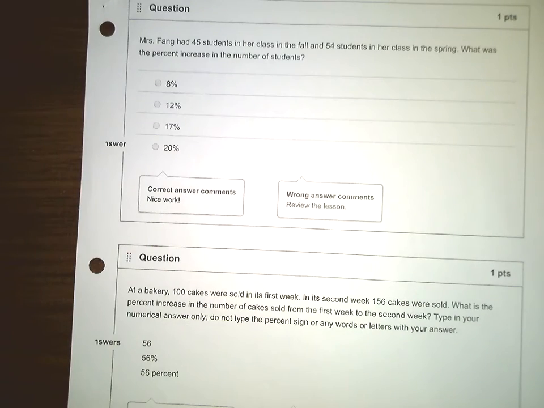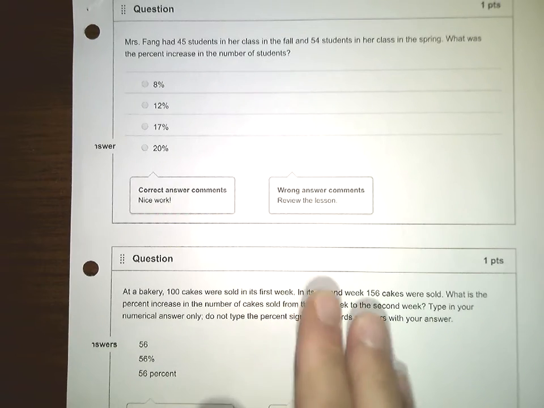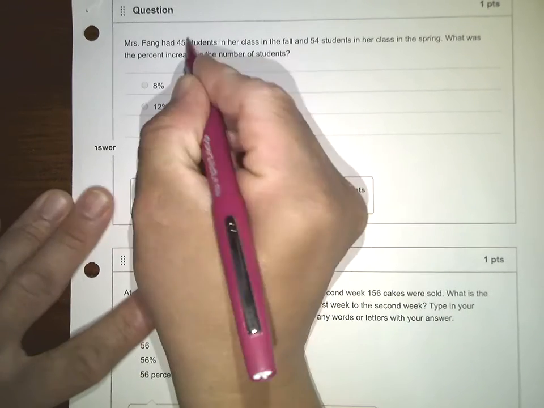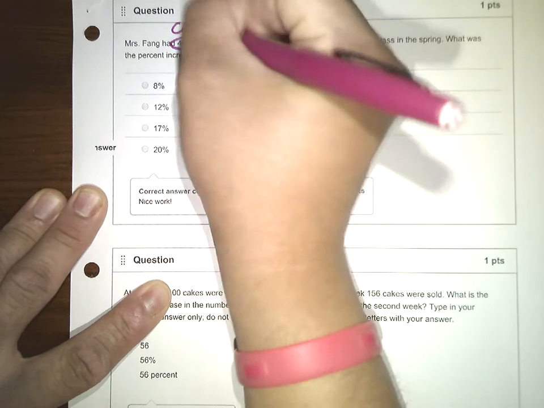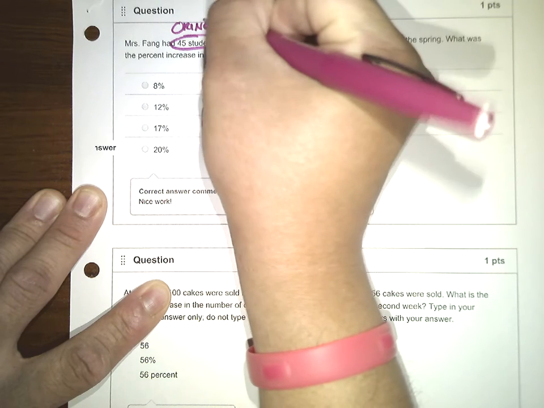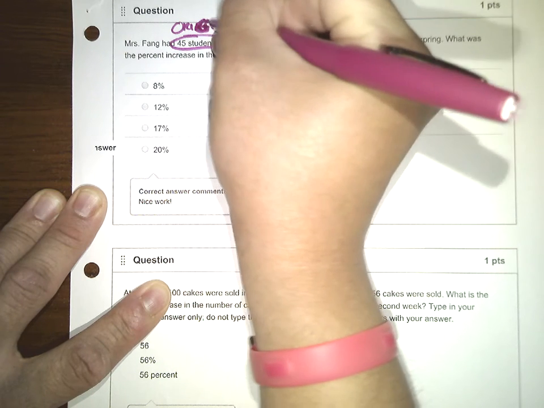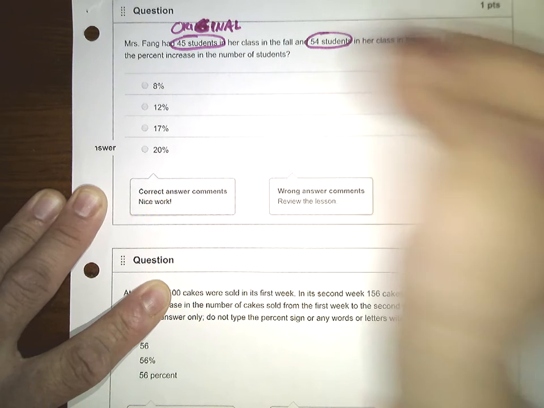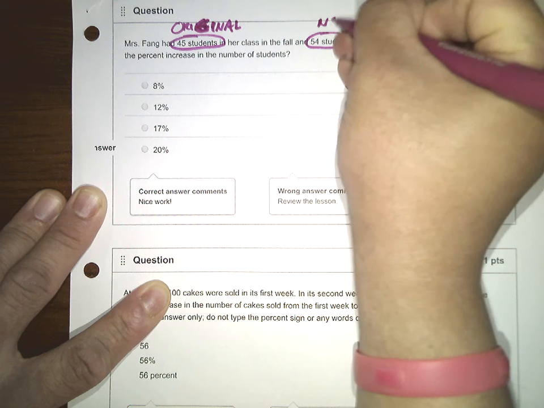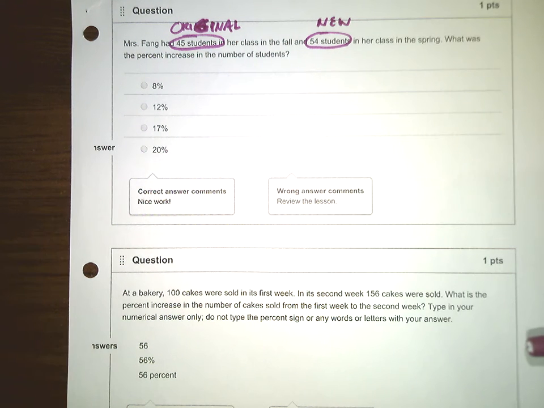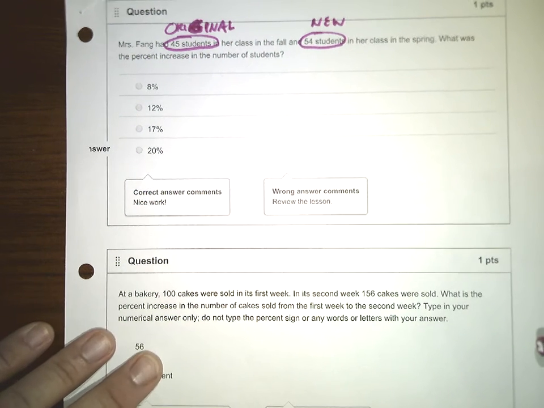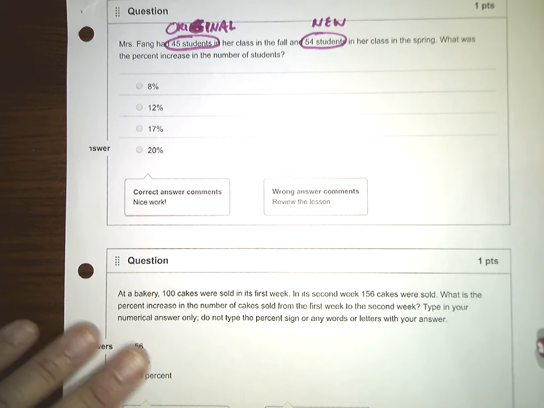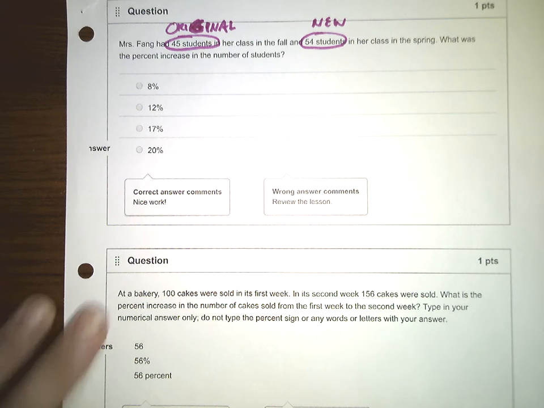So, Mrs. Fang had 45 students in her class in the fall. That would be the original number of students, and then 54 students in her class in the spring. So that's the new number of students she had in the spring. So what was the percent increase in the number of students in Mrs. Fang's class?